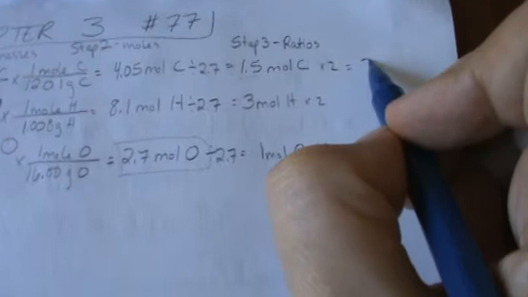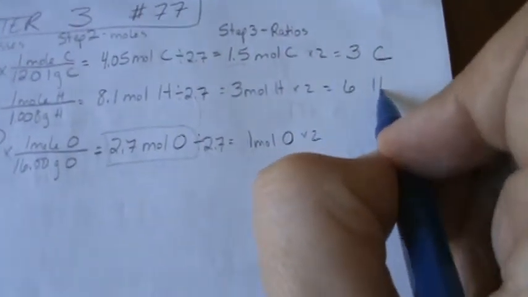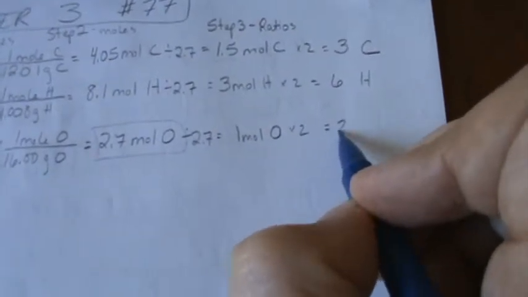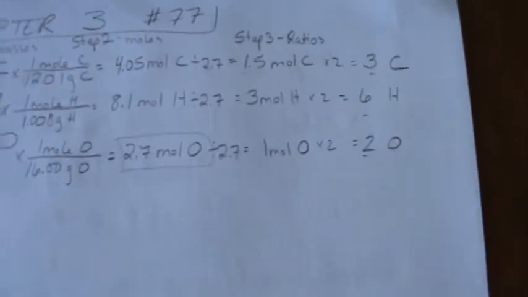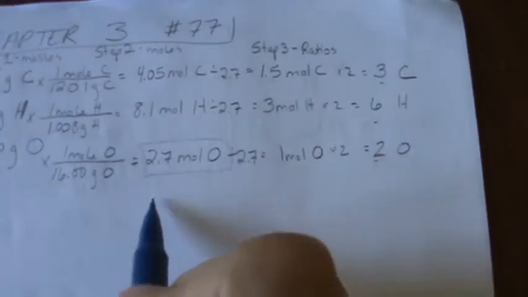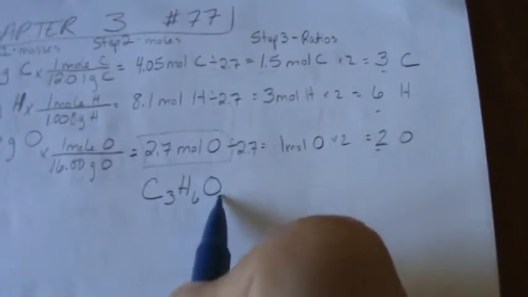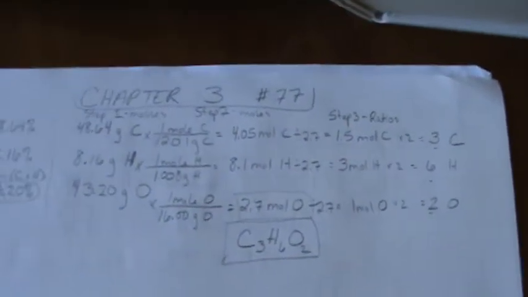Okay, so this becomes 3 for carbon, 6 for hydrogen, and 2 for oxygen. So I use these for my subscripts, which means that overall I get C3H6O2. And that is my empirical formula for problem 77.